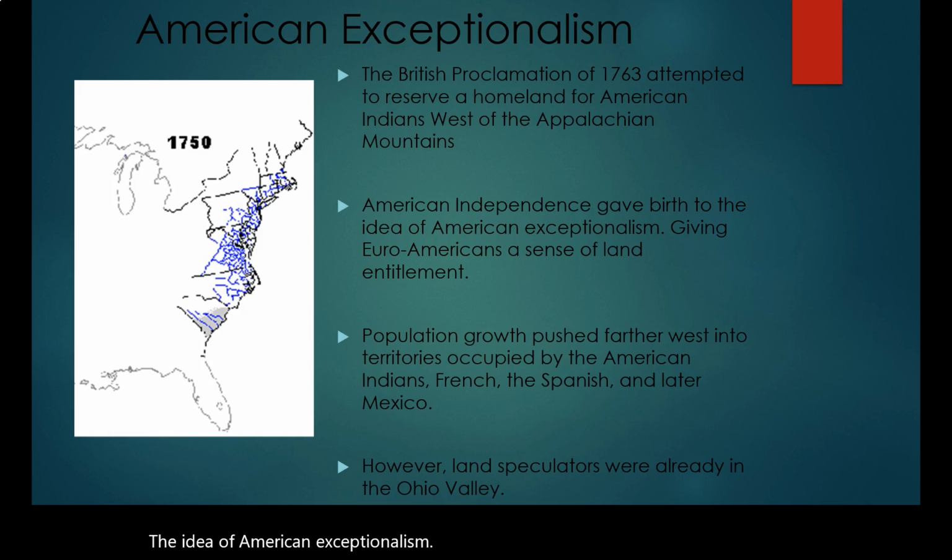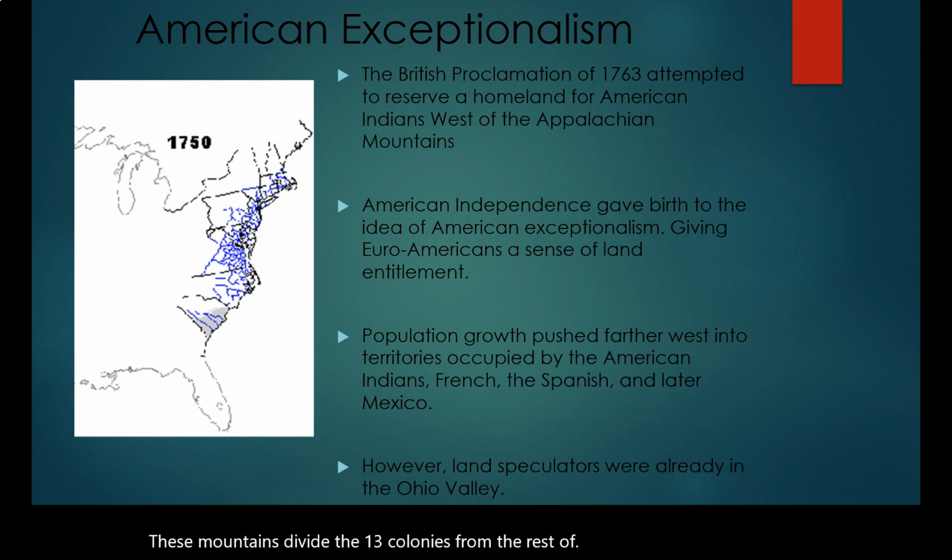This is a map of the British colonies in 1750. This is where the population lived. And in 1763, the British signed something called the Proclamation of 1763, in which they stated that they would reserve the land west of the Appalachian Mountains to Native American people. These mountains divide the 13 colonies from the rest of what would become the United States.